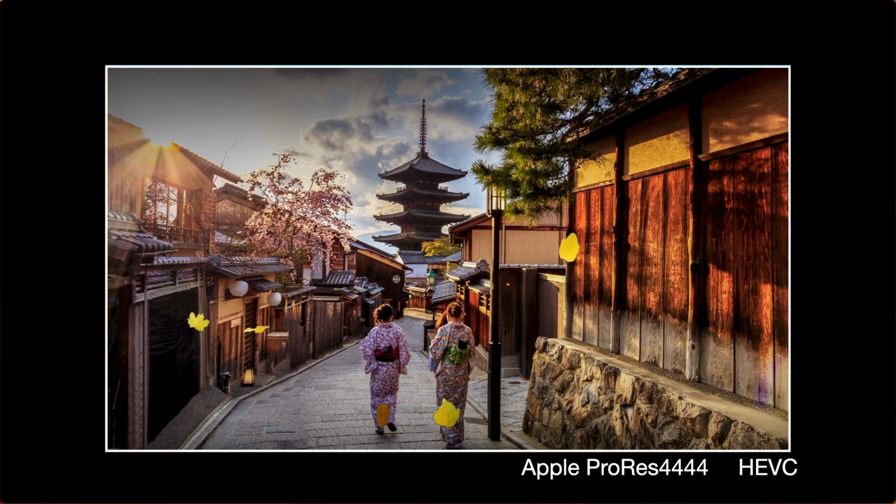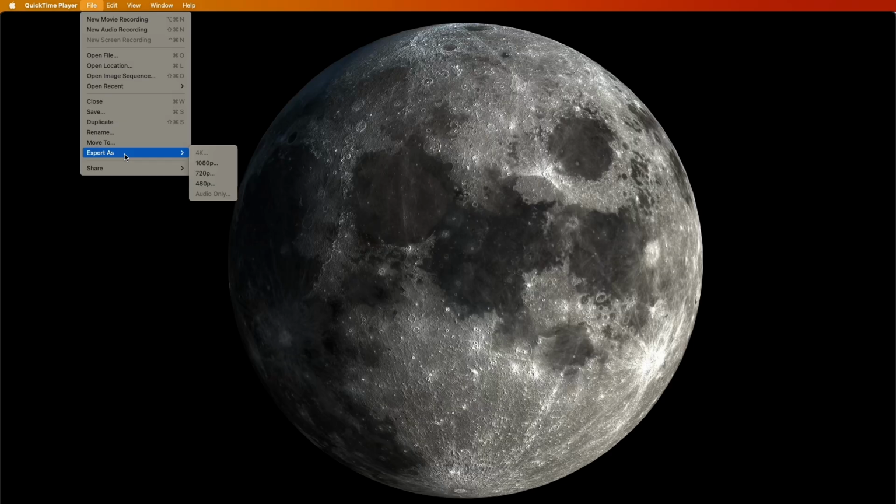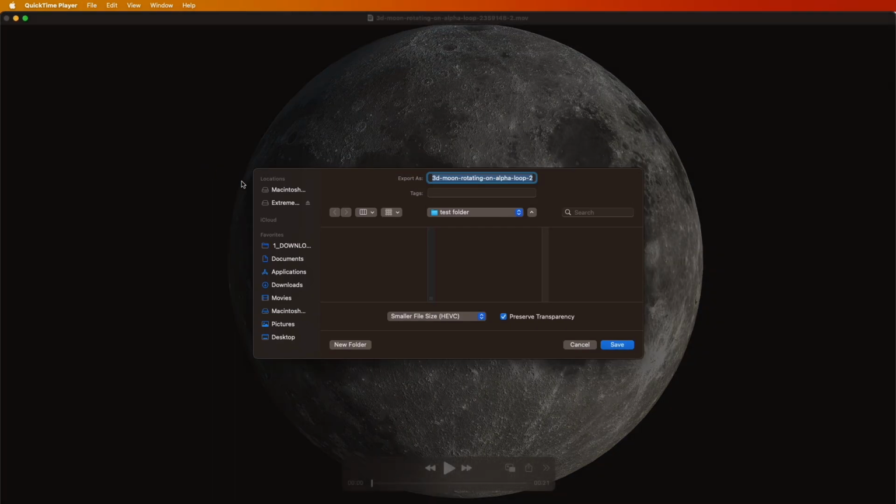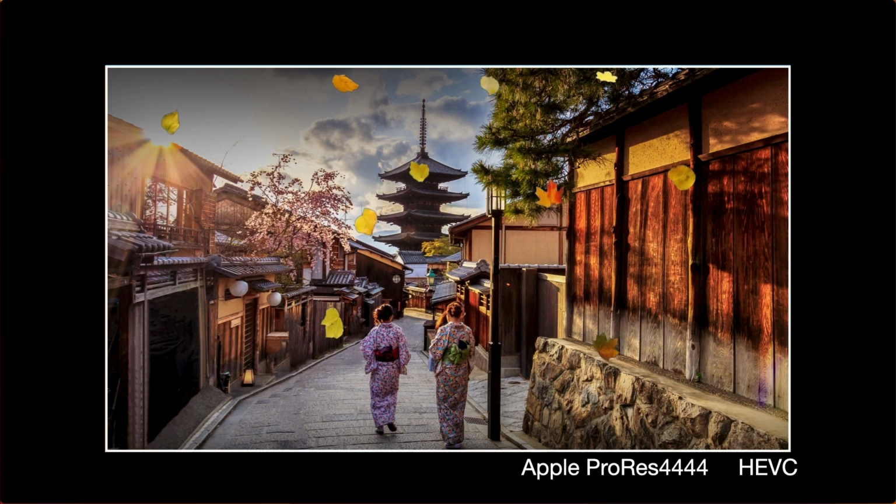And in this case, it's an HEVC, but it came originally from an Apple ProRes that I reduced the size of in QuickTime. You can take an Apple ProRes file, and then you can export that as HEVC, so it'll be much, much smaller and much more manageable to use.